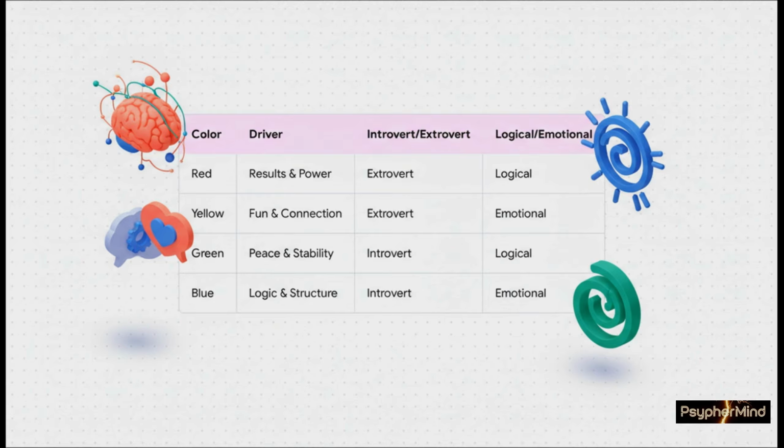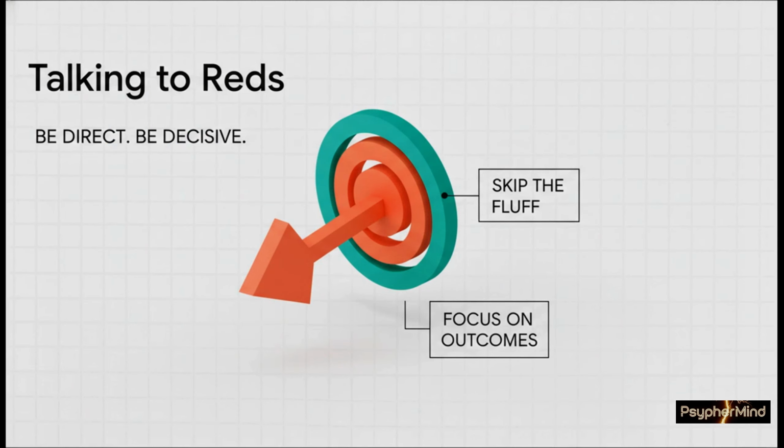Now for question number 2. Are they more logical, all about the facts and data, or are they more emotional, focusing on people and feelings? So, if our extrovert from before is also super logical, well, you're almost certainly talking to a red. See? It's a really quick but incredibly powerful little diagnostic tool you can use anywhere. Let's break down exactly how to speak each of these languages.